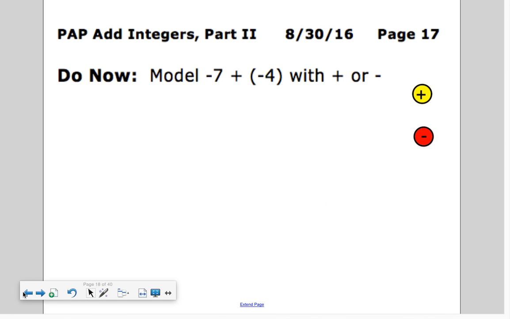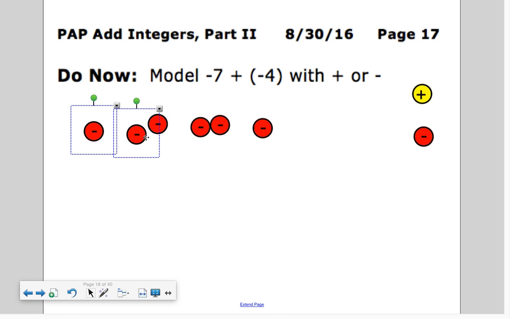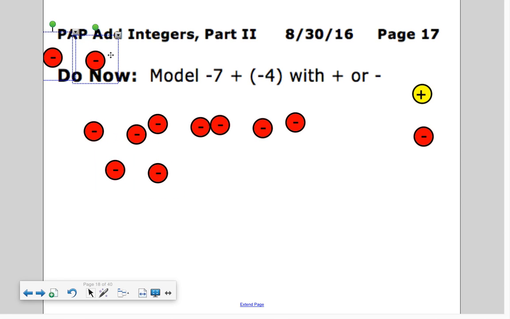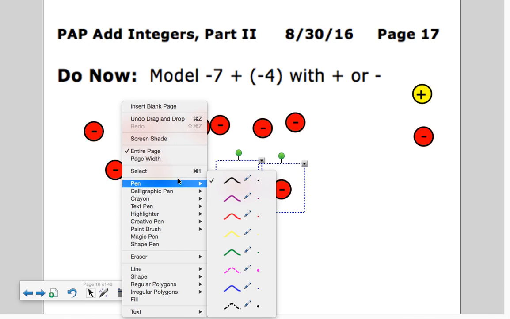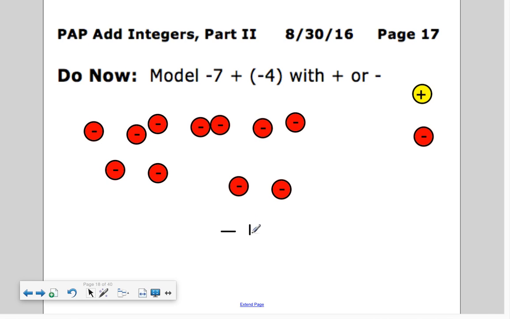Let's look at our do now. It says model -7 plus -4. So I have 7 negatives. I'm going to put it together with 4 more negatives. Do you see any 0 pairs? Do you see anything canceling here? No. If I put 7 negatives with 4 negatives, I have an answer of -11. So let's write that down, -11.